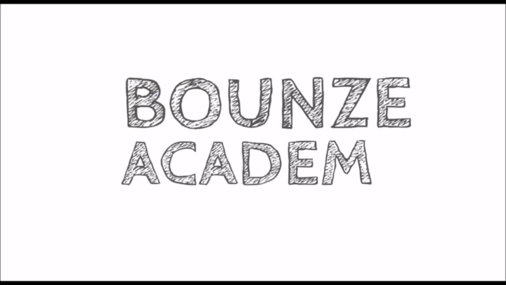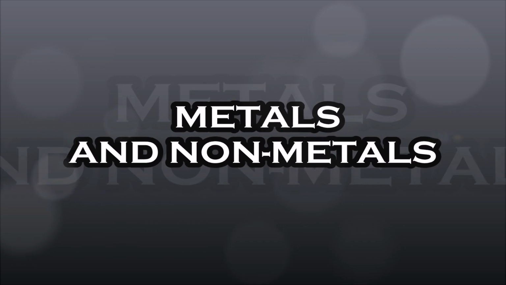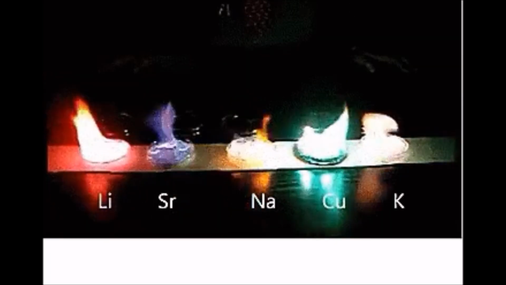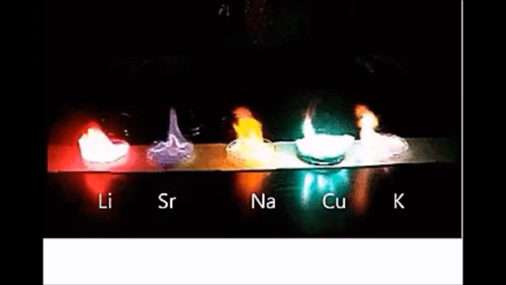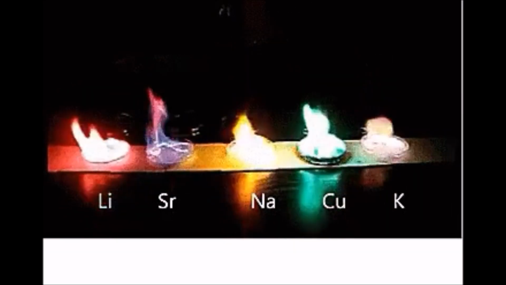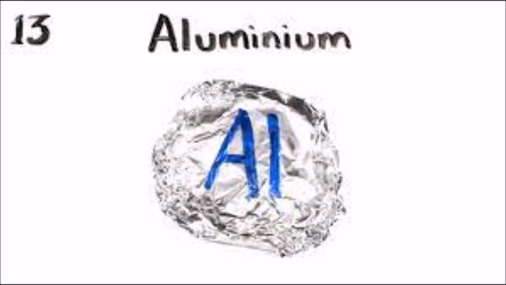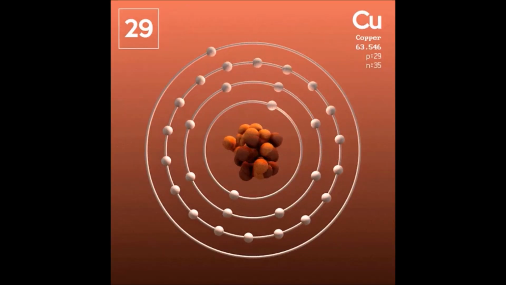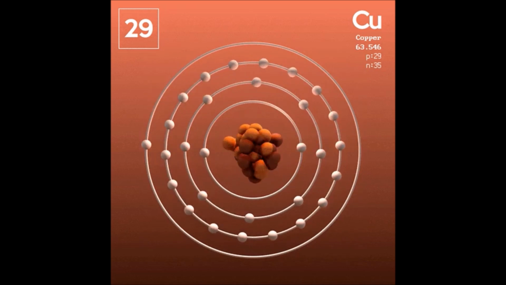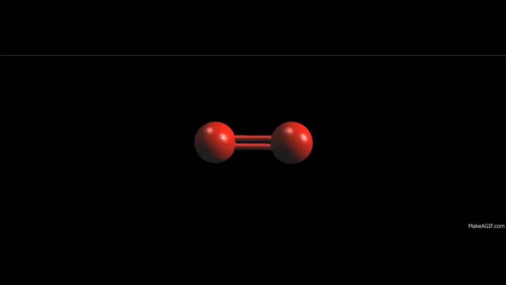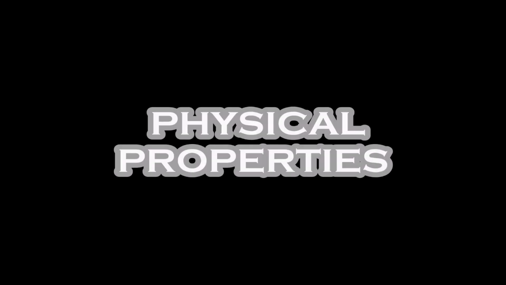Good morning, children. Today, let's discuss the chapter Metals and Non-Metals. Elements are classified as metals and non-metals on the basis of their properties. Examples of some metals are iron, aluminium, silver, copper, etc. Examples of some non-metals are hydrogen, nitrogen, sulfur, oxygen, etc. Now let's compare the physical properties of metals and non-metals.